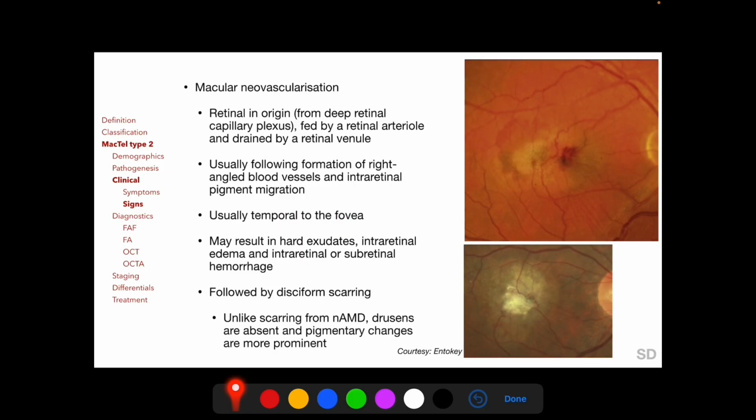Although exudation does not occur from the dilated capillaries of MacTel type 2, neovascularization in MacTel type 2 may result in hard exudate formation along with intraretinal edema and intraretinal or subretinal hemorrhages, as seen here in this clinical photograph, and the neovascularization may ultimately be followed by disciform scarring, as seen here in this clinical photograph.